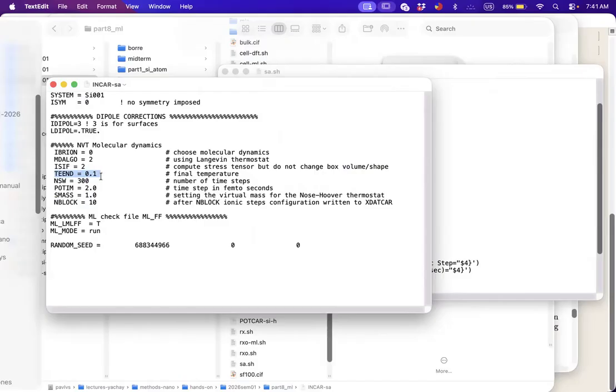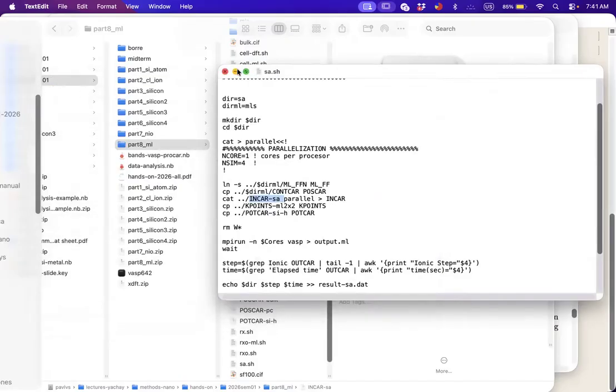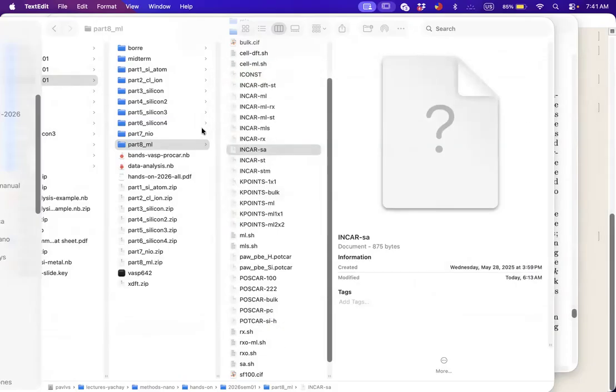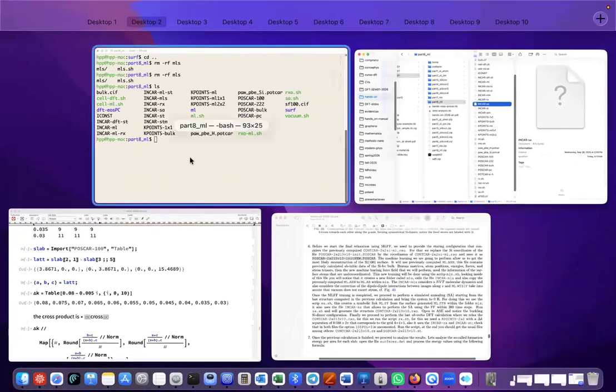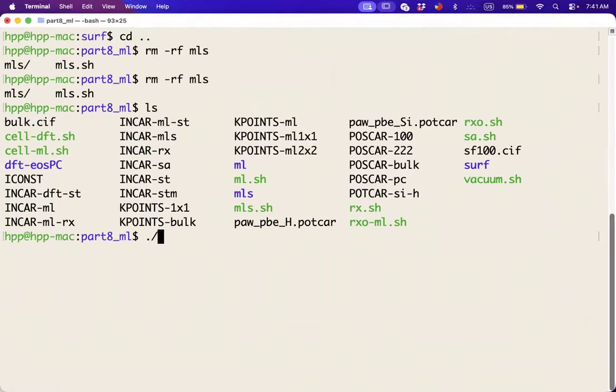I shared this file, by the way. So let's run it, please. The simulated annealing is going to be fast because it is only using the force field that we just trained. So please let's run this simulated annealing. There it is, it's running, and it's going to be very fast.